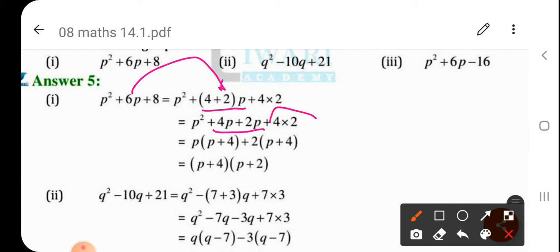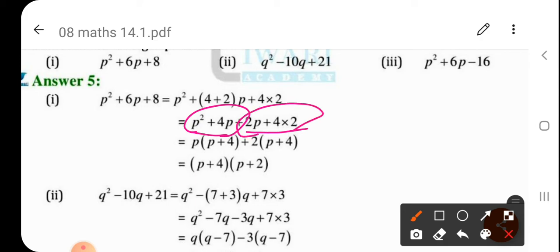Here 4 2s are 8, as it is. Here it is written in the form of multiplication, but you can write 8 also. Now make the pair of the first two terms and last two terms. Now in the first pair p is common, in the second pair 2 is common. So take out the common.